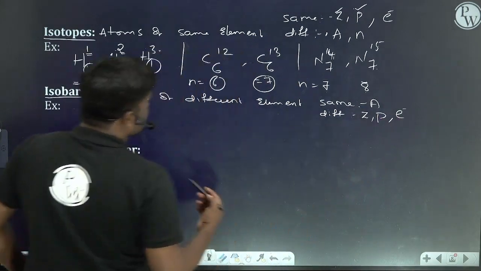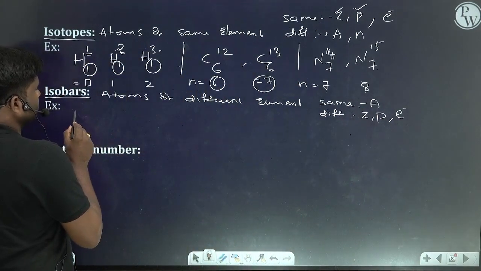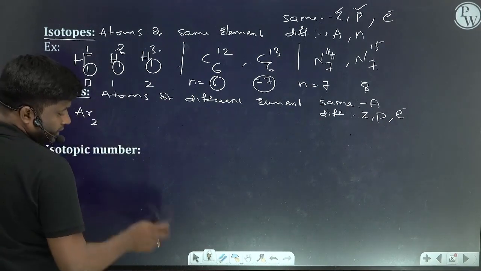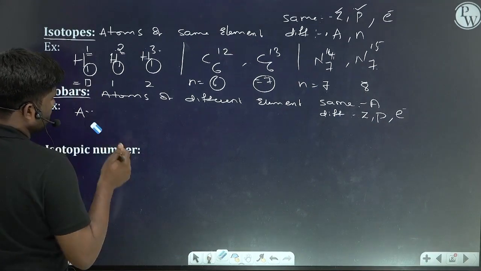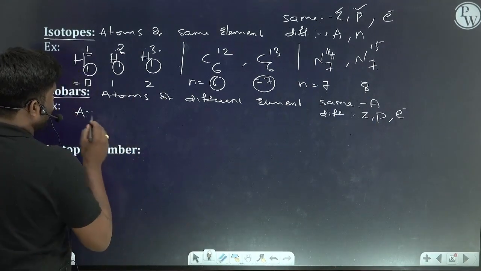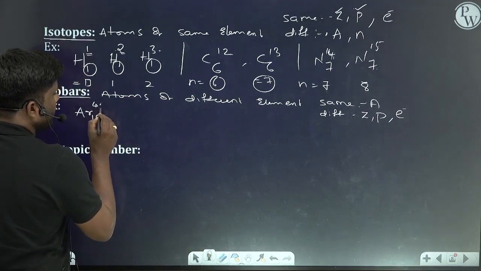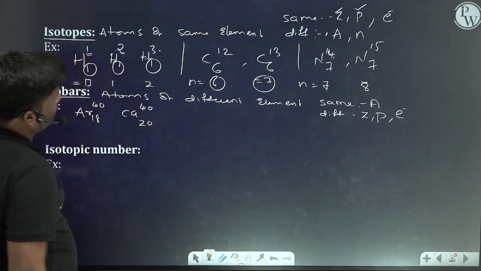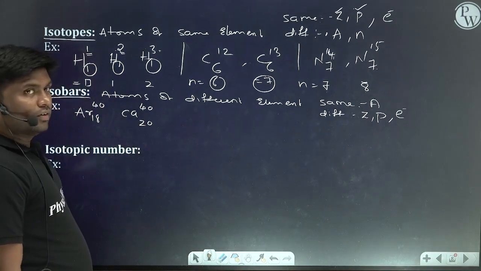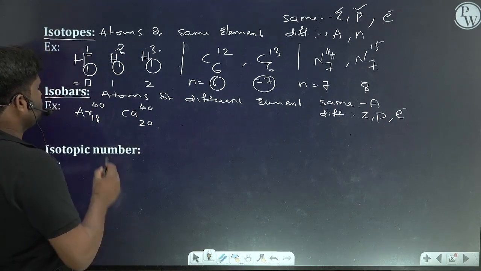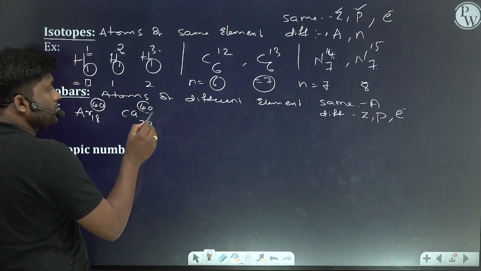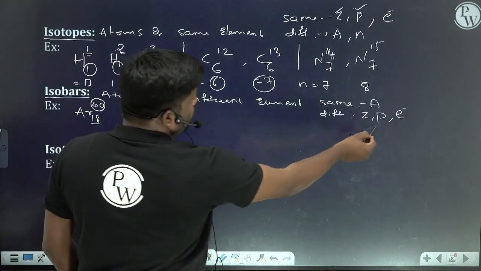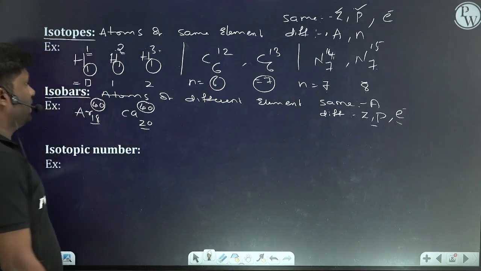Okay. Now see, for example, argon 18, right? Argon 18 40, calcium 20 40. Argon 18 40, calcium 20 40 are what? Isobars. Isobars, they are having same mass number, but different atomic numbers. Since atomic numbers are different, protons are different, electrons are also different.